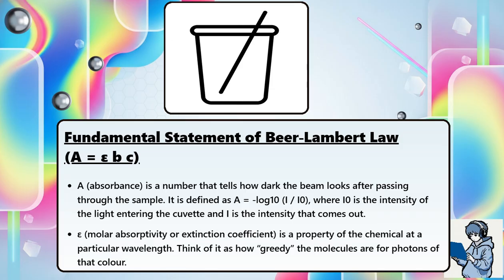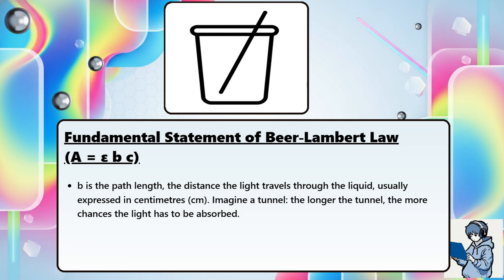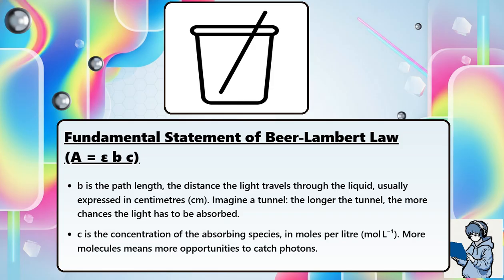Epsilon, molar absorptivity or extinction coefficient, is a property of the chemical at a particular wavelength. Think of it as how greedy the molecules are for photons of that color. B is the path length, the distance the light travels through the liquid, usually expressed in centimeters. Imagine a tunnel. The longer the tunnel, the more chances the light has to be absorbed. C is the concentration of the absorbing species in moles per liter. More molecules means more opportunities to catch photons.